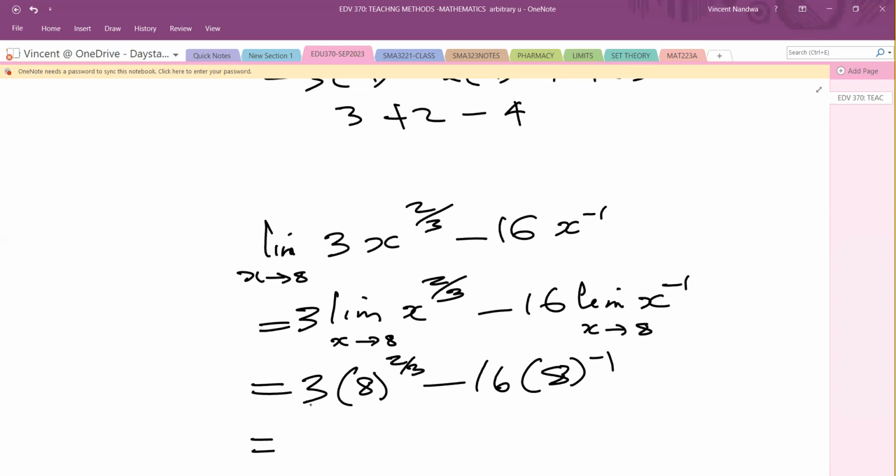Now the mistake. If you have not gotten the decimal first, you write 3 into 8 raised power, into brackets, 2 divided by 3, using the division button, then close brackets. You get 12.